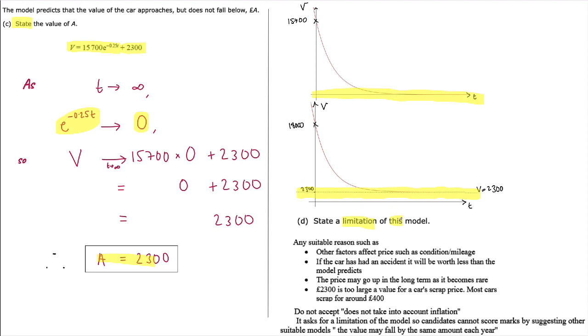But what you can't do is to suggest some other model. So you couldn't get the mark for suggesting other suitable models, such as saying the value may fall by the same amount each year. Let's consider another exam question.